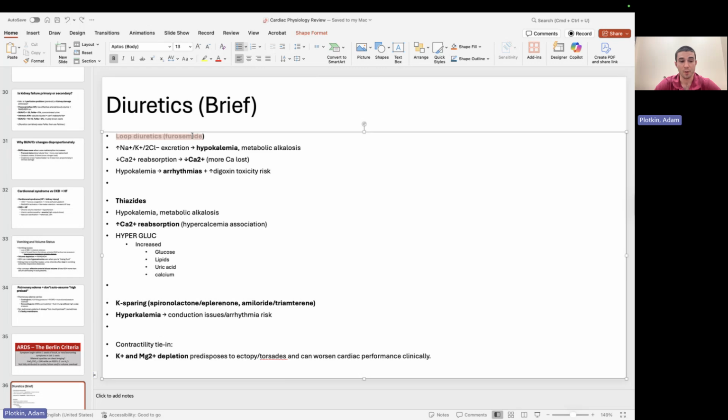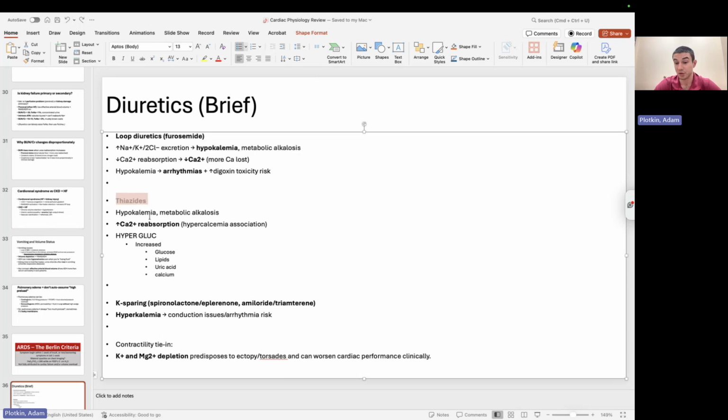Diuretics, again, you'll cover this in renal if you haven't done your renal block yet. Loop diuretics are the most powerful. They block the sodium-potassium-2-chloride channel in the thick ascending limb of the loop of Henle. They can cause hypokalemia and metabolic alkalosis.